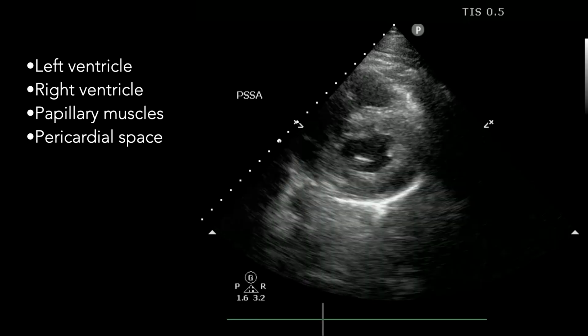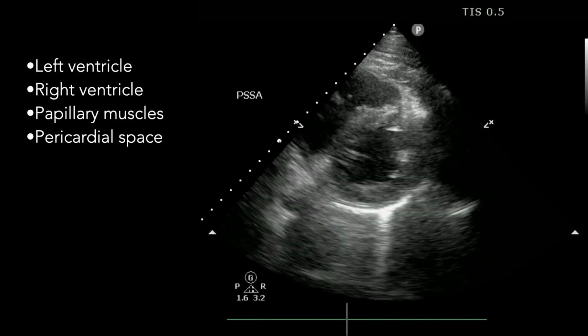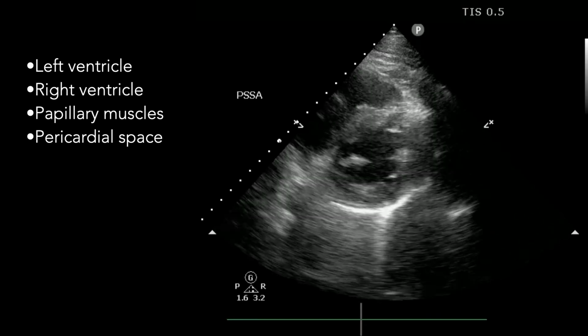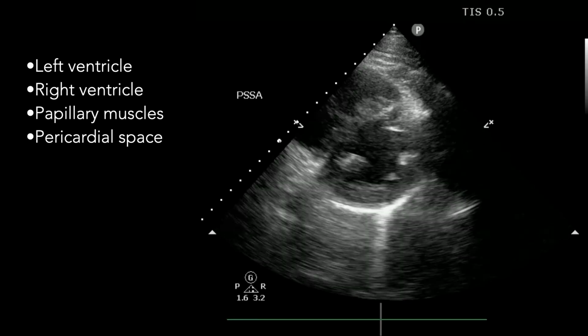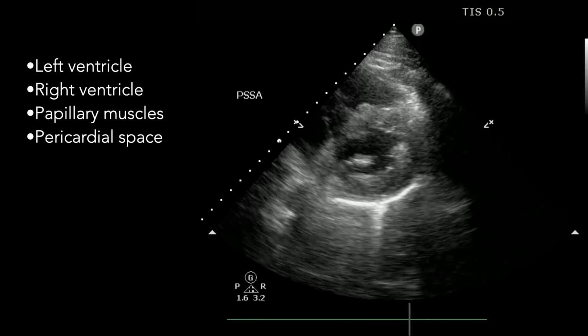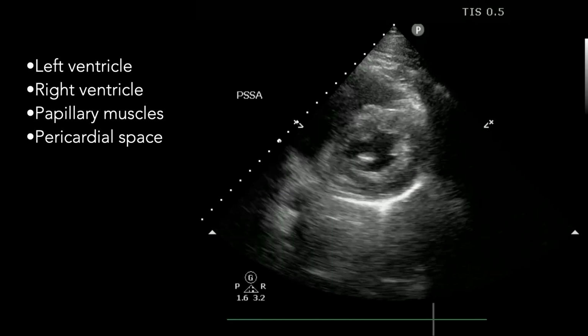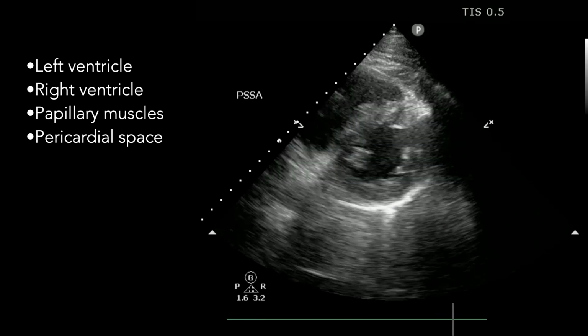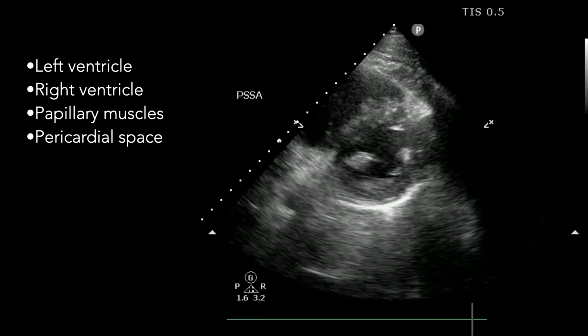Off to the left, in the near field on this particular image, you see another echo-poor space. That's going to be the right ventricle, right? So the right ventricle will be attached to the side of the left ventricle. So you can get a little bit of a view of RV, LV size ratios. Not the best window, but you can get a little bit of a view there.